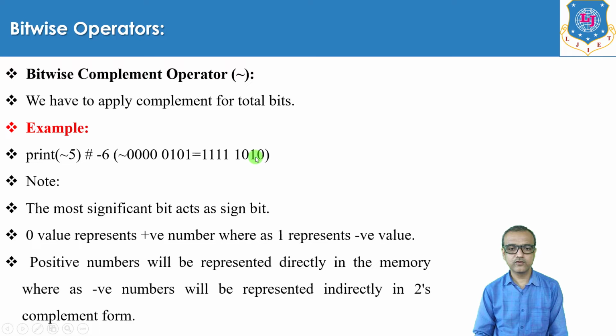So how to find the 2's complement form? For that purpose, you have to write down the 1's complement of this number, and then after you have to add 1 to that particular result.